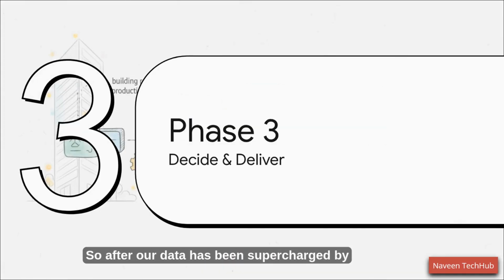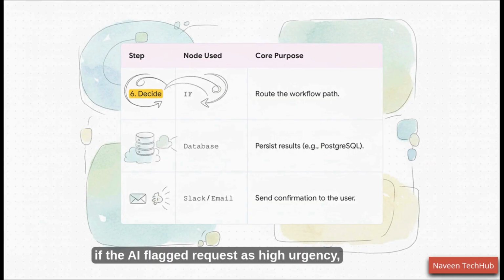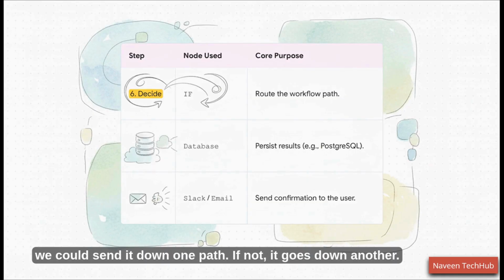So after our data has been supercharged by the AI, we head into the final phase. It's time to make a decision based on those results and deliver the final outcome. So in this last leg, we use an if node to split our logic. For instance, if the AI flagged the request as high urgency, we could send it down one path. If not, it goes down another.